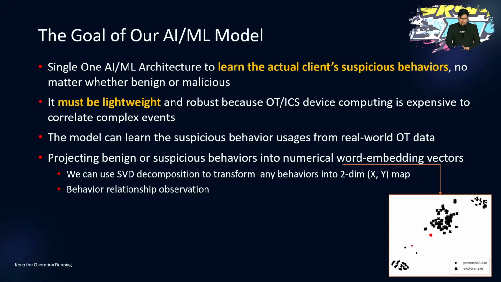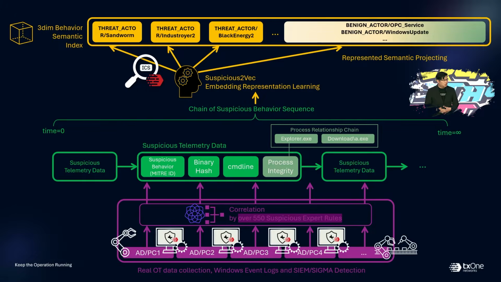Inspired by that, we leverage projecting benign or suspicious behavior into embedding vectors to help us identify the relationships between behaviors. So here is our architecture for the model, for the whole detection scenario. We collect different telemetry data from the bottom layer.